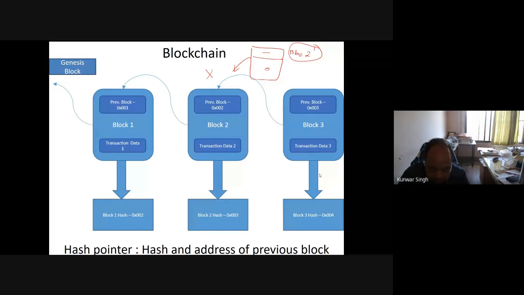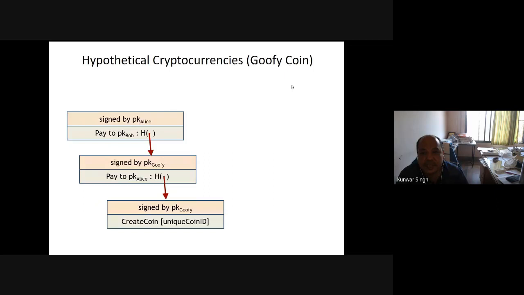Okay. So now let's say currency. Now let's start with some basic currency. Then we'll come to the Bitcoin. Okay. So what is the currency basically? Currency is nothing here. You see the normal currency.